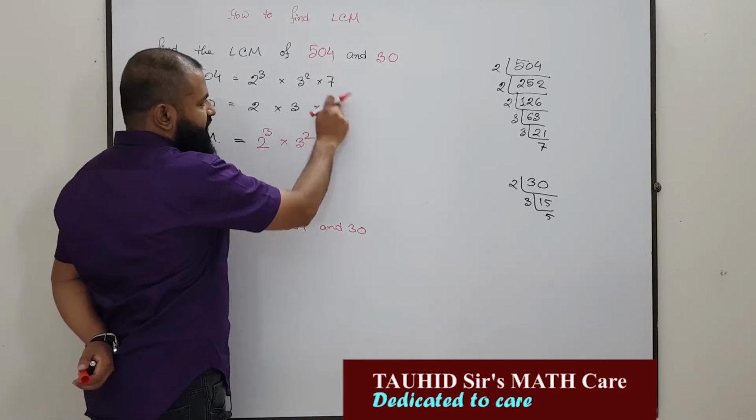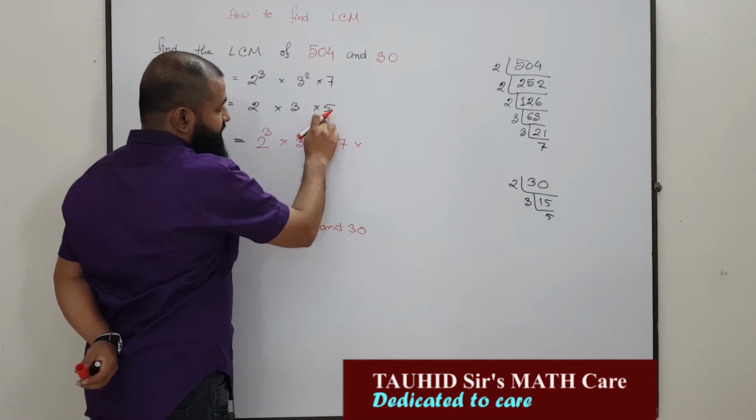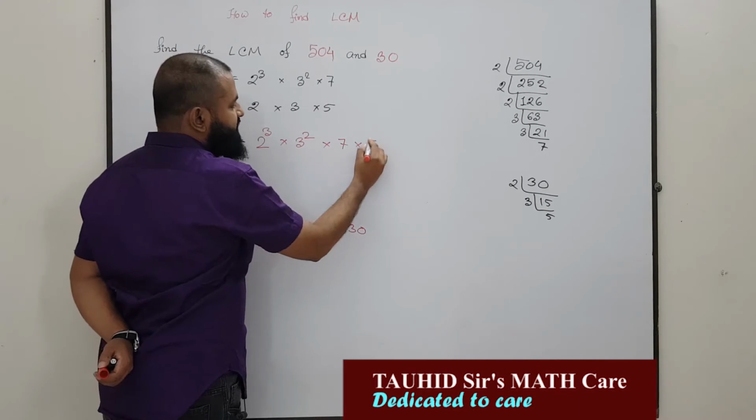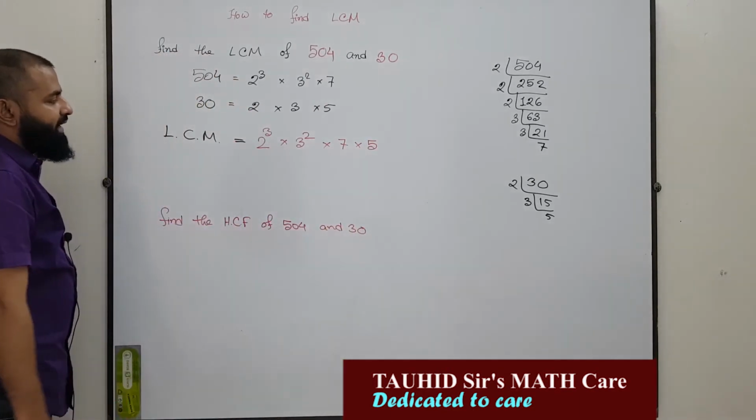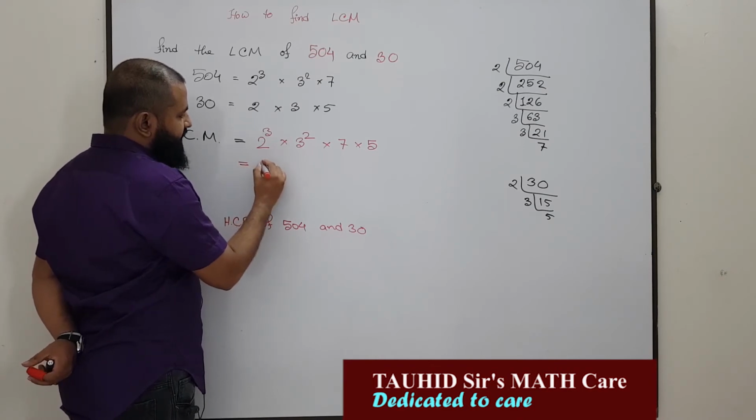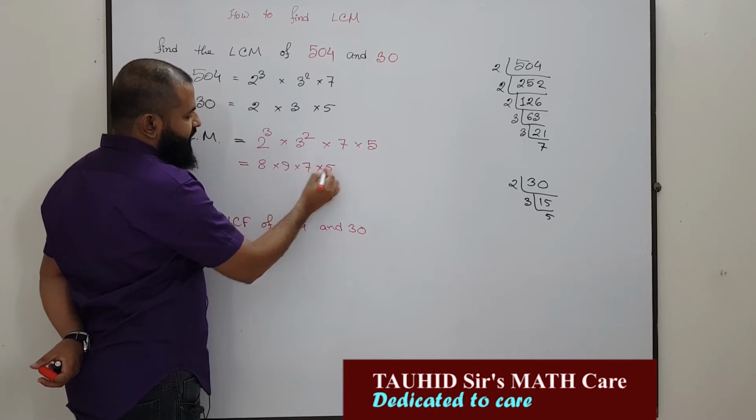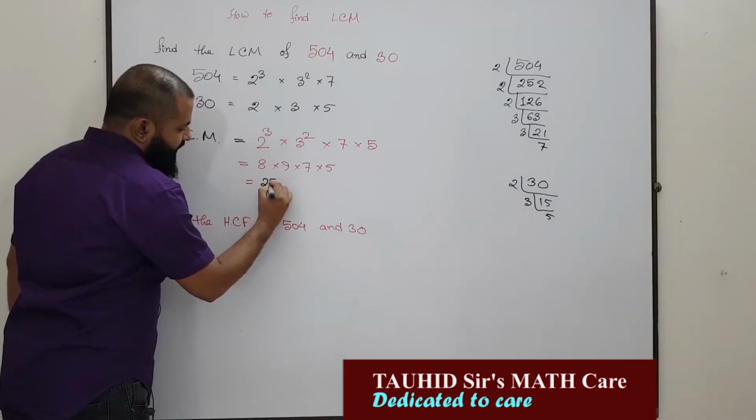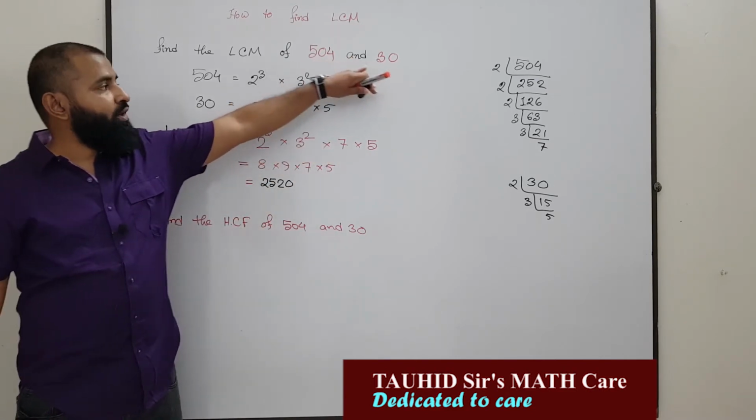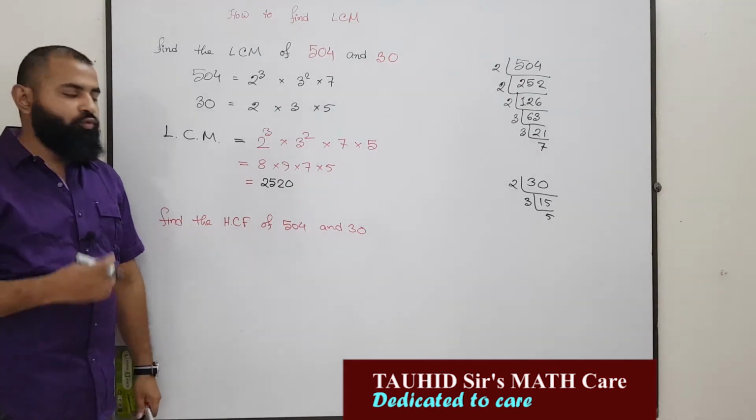Here we can see a 7, here no 7, we will take this. And here we can see a 5, there is no 5 in the other, but we will take this while calculating the LCM. So finally the LCM is 8 multiplied by 9 multiplied by 7 multiplied by 5 equals 2520. This is the LCM of 504 and 30. The next question is to find the HCF of 504 and 30.